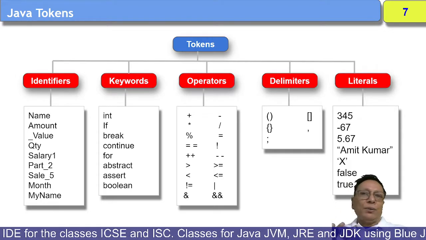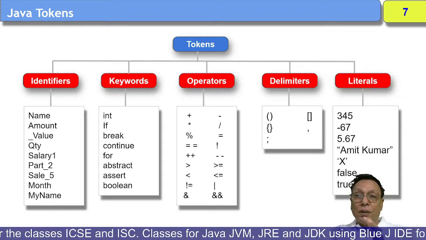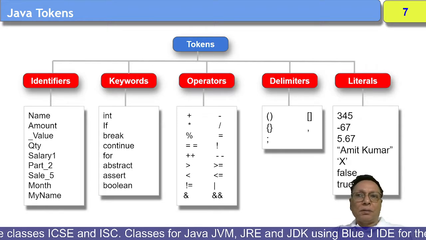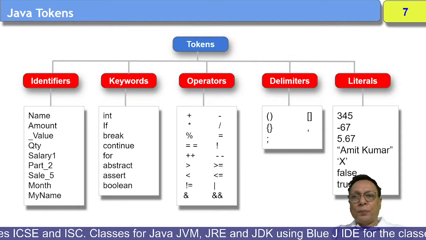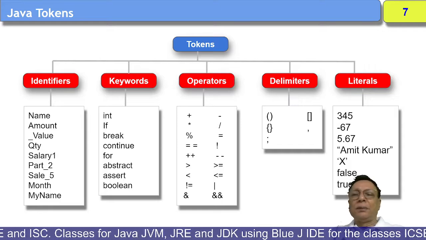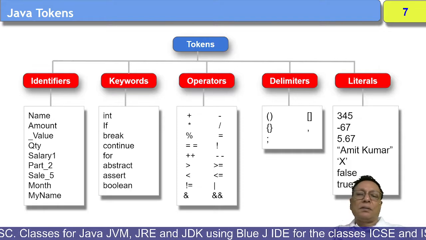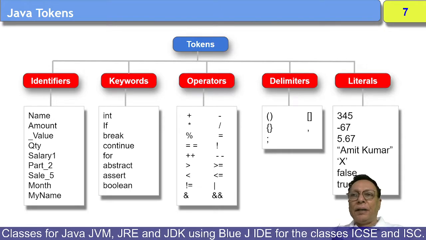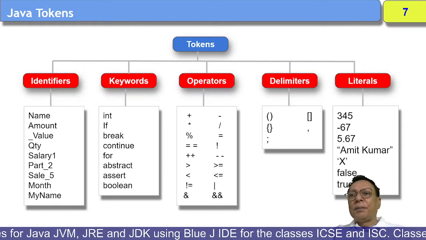If you are using curly brackets or the braces, it means you are going to make the statements compound. So these are the delimiters. And the last one is literals. Literals are nothing but the constants. So these constants will remain, or will be treated as they are, in the program.